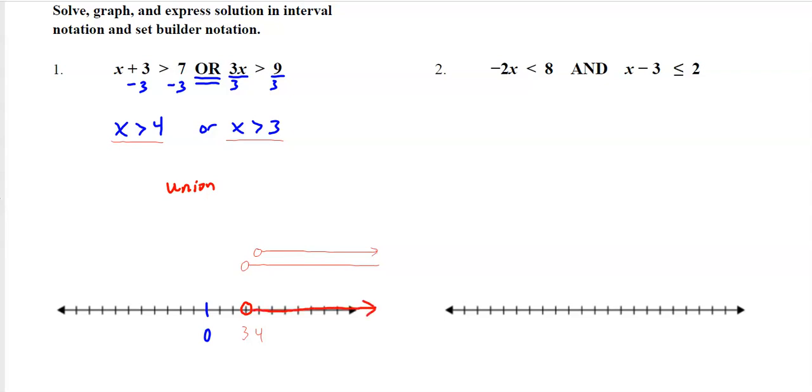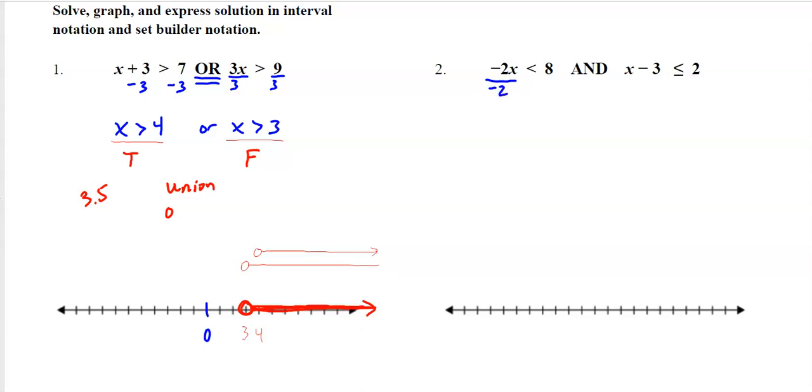So as long as you're in this area, you're going to make it true. Because if I wanted to pick something like 3.5, and we just tested it and said, does 3.5 work? Well, 3.5 makes this side true. It makes this side false, but it doesn't matter because all you have to do is make one part of it true. So that's why I'm going to go from 3 all the way on over to include everybody. So it's kind of like the union of both pieces.